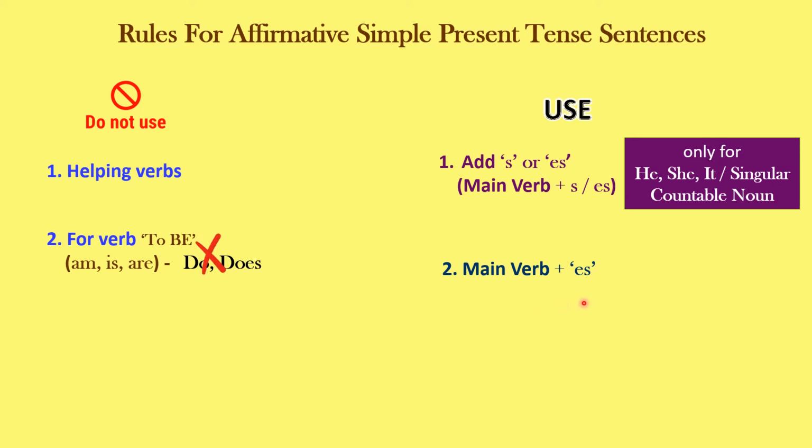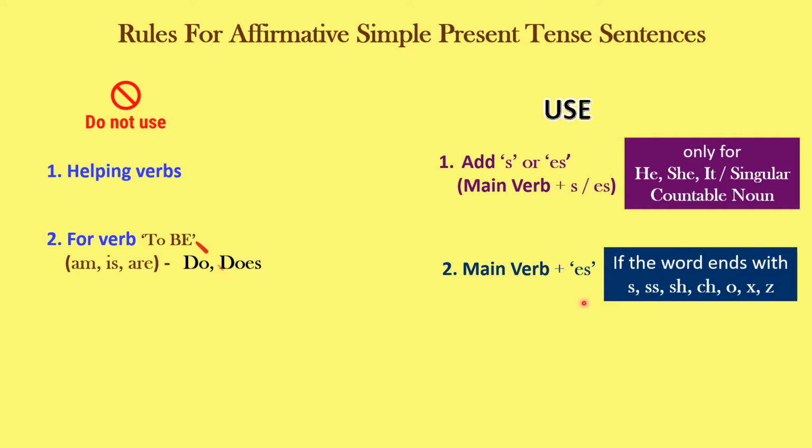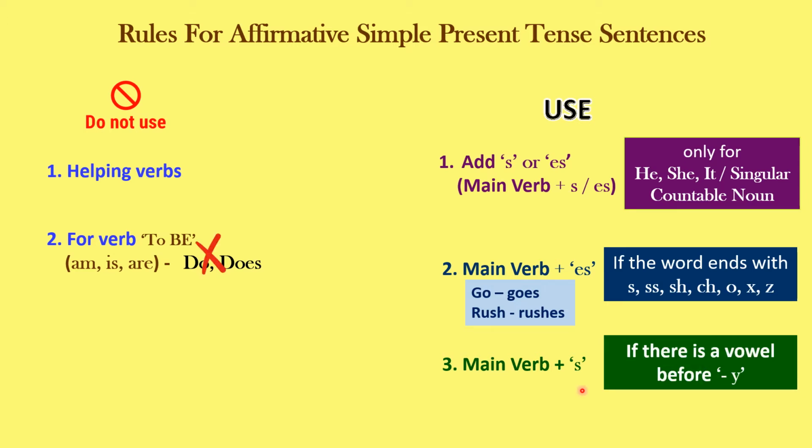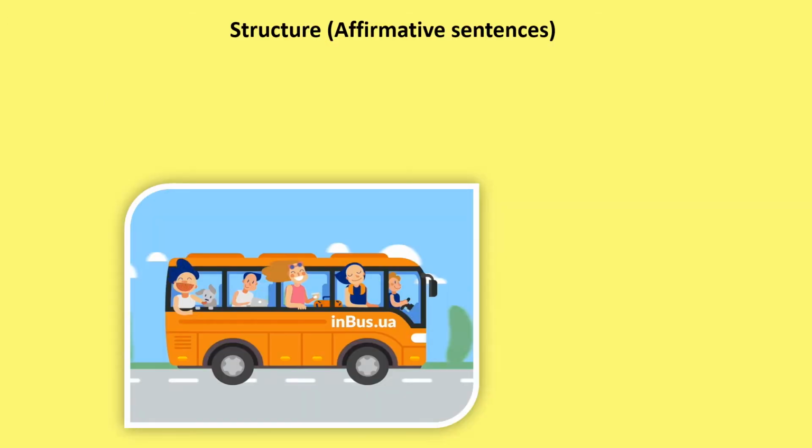Now, to be more specific, you will add es to the main verb if the word ends with one of these. Example, go will become goes, rush will become rushes. And the third point which I would like to share here is you will add es to the main verb if there is a vowel before y. I hope I've got my point clear.